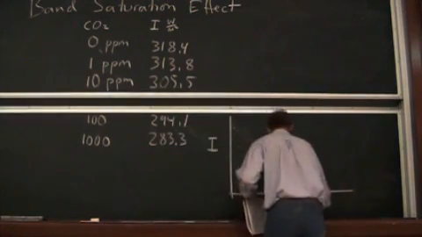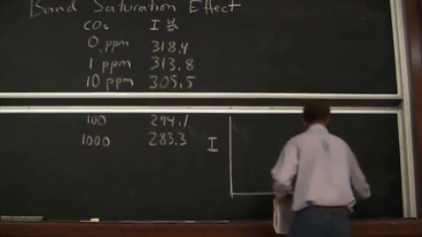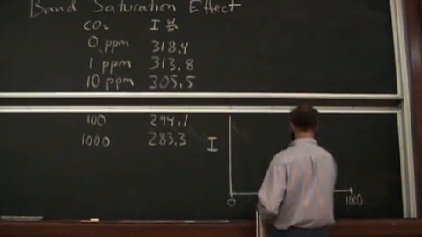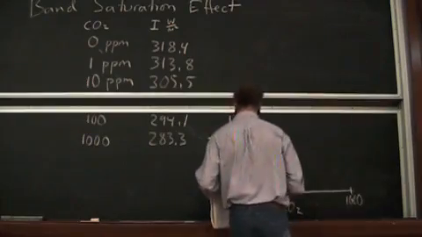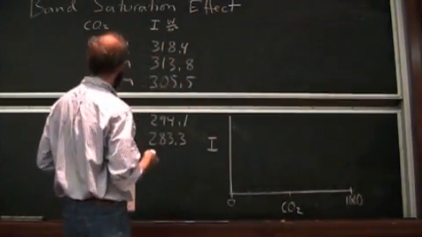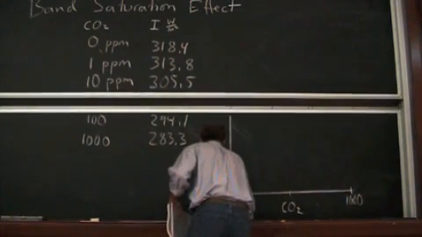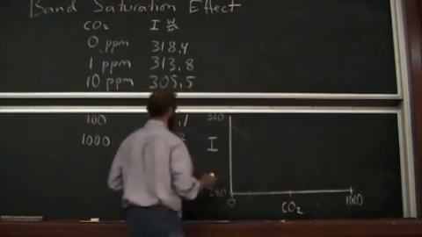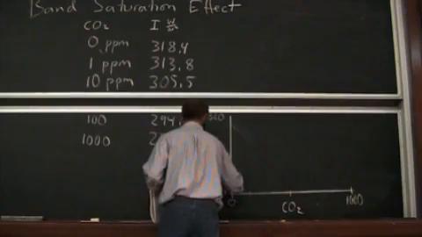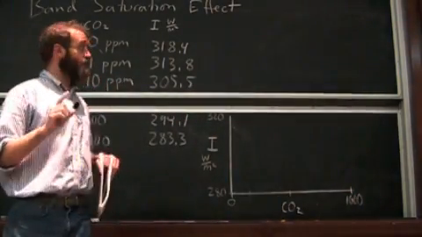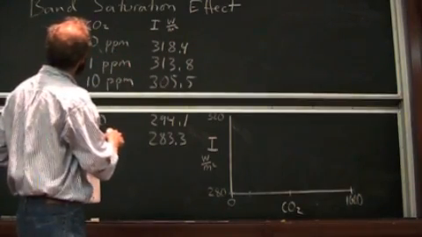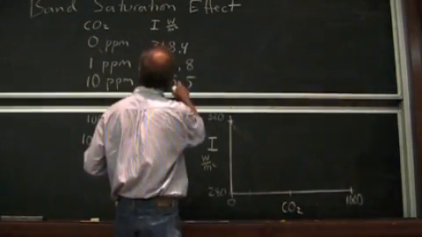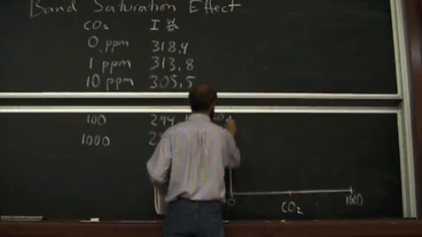Okay, so let's plot the intensity as a function of the CO2 concentration. So there's going to be 1,000 parts per million, and here's 0. So 500, 100, 10. And with the vertical range, we've got to go from 280 to a little less than 320 watts per square meter. So we'll just make a plot here. So at 0 parts per million, the energy going out was 318, right there.